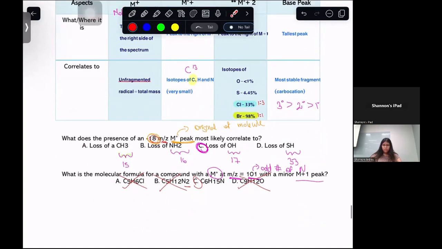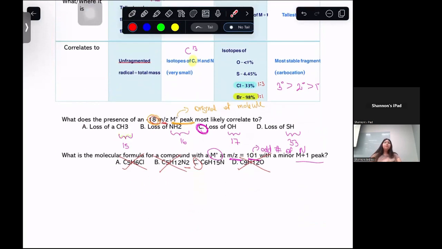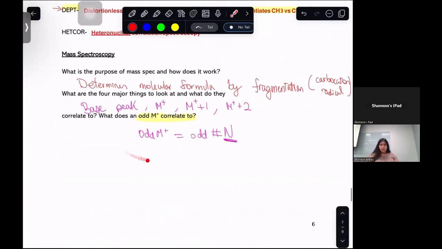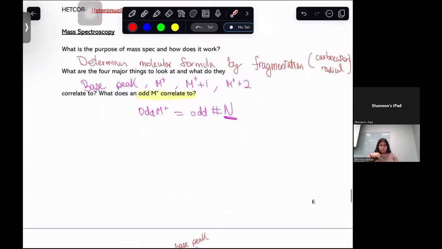Or you might get something like the second one. What is the molecular formula for a compound with an M plus peak at 101, with a minor M plus 1 peak? Okay. So I would just start by highlighting the information that is provided for you. One of them is just the M plus peak. M plus peak, again, very important. It gives you a pretty good clue. It's the total mass of the compound. But also, I see that 101 is an odd number. If I have an odd number as my M plus peak, that means that nitrogen is present, and specifically, I have an odd number of nitrogens.